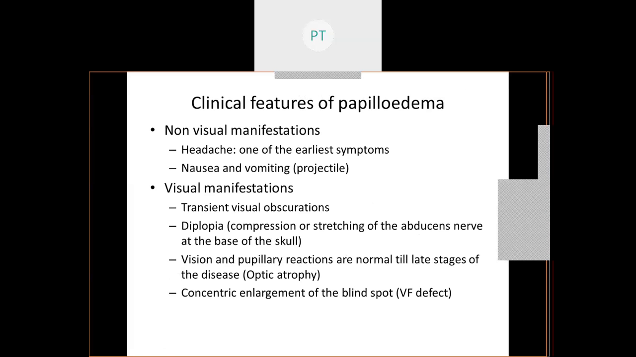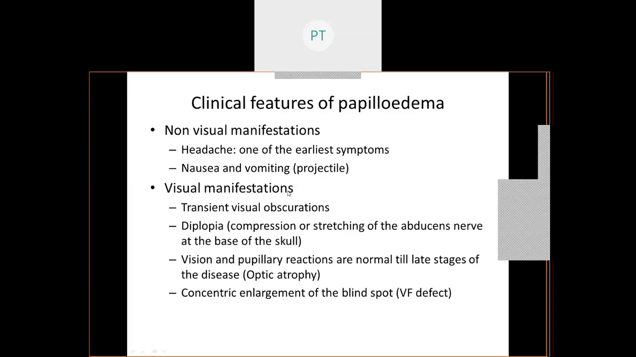So what are the features? You have the non-visual manifestations of headache, which may be generalized or localized and can intensify with movement, bending or coughing, and this can be one of the earliest symptoms. This headache occurs because of stretching of the meninges. Then nausea and vomiting, which is a projectile type of vomiting. Then there can be other focal neurological deficits, like deterioration of consciousness, depending on the severity.